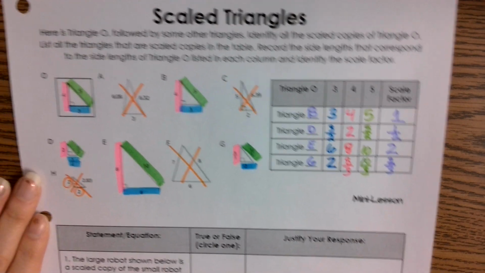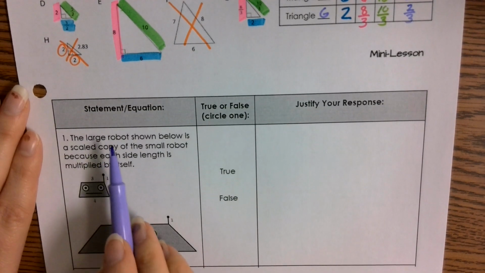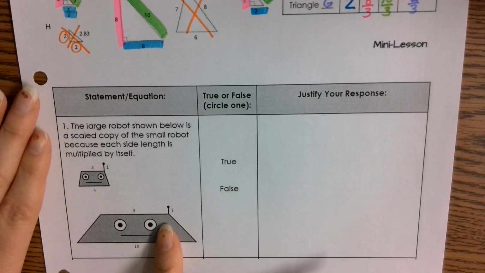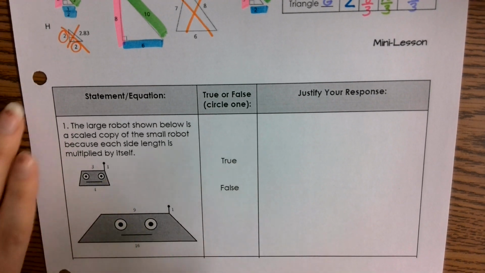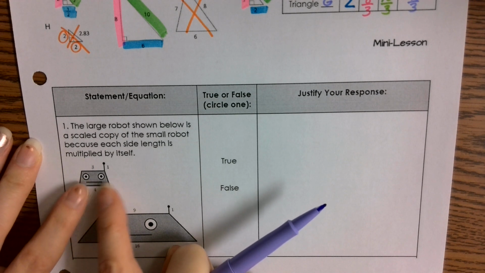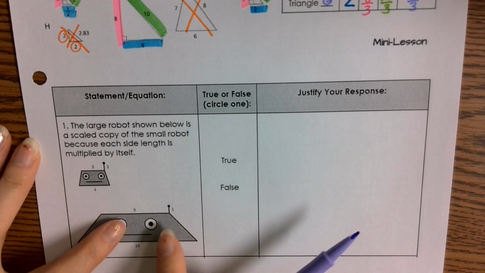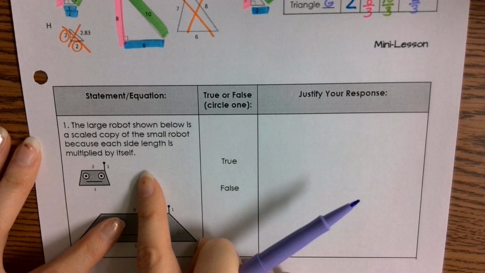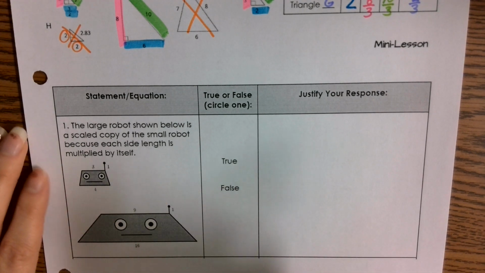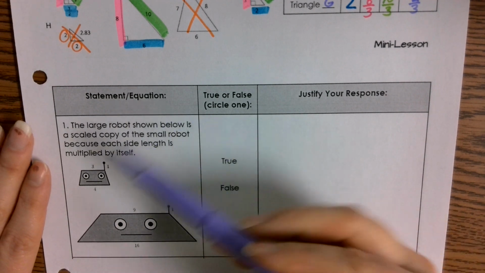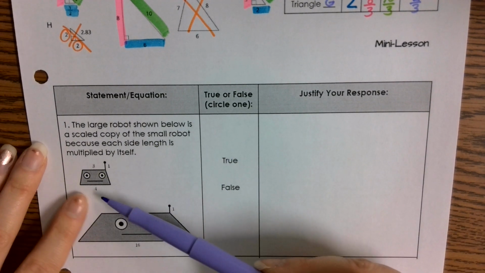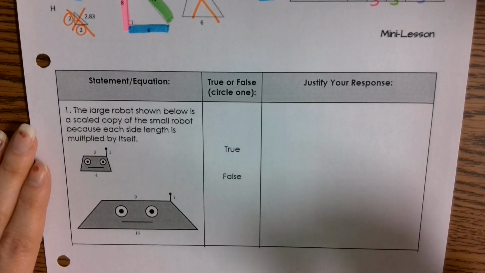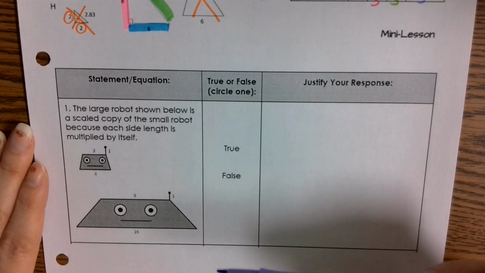Okay, so let's take a look here at these pictures. This large robot below is a scaled copy of the small robot. So that means the small robot is the original. The big robot is the scaled copy, the enlargement. Each side length is multiplied by itself. They're saying that we're going to do 3 times 3, 4 times 4, and 1 times 1. Is that going to make this a true scaled copy?